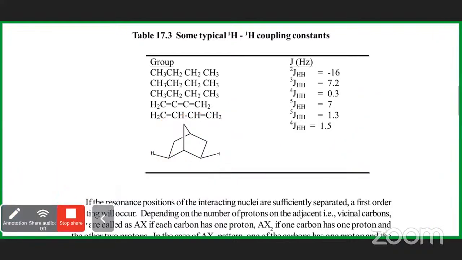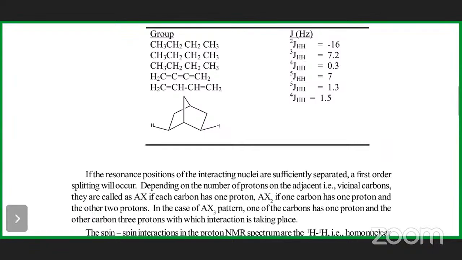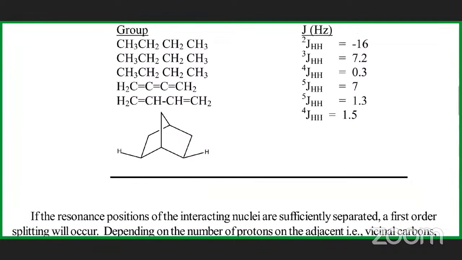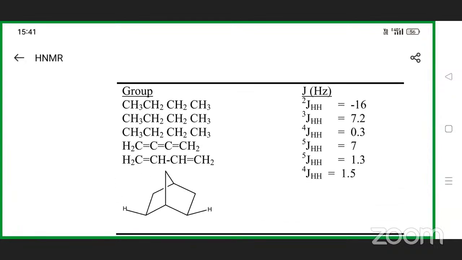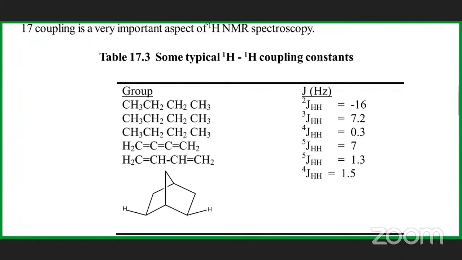Sir, your upper line is showing non-bonding protons. Yes, that is the unsaturated one, no? The upper one is unsaturated. What I am telling is, in the saturated one, J4 is 0.3. In the unsaturated one, the J5 value, 1, 2, 3, 4, 5, this is butadiene, you can see butadiene, the J5 value is 1.3.